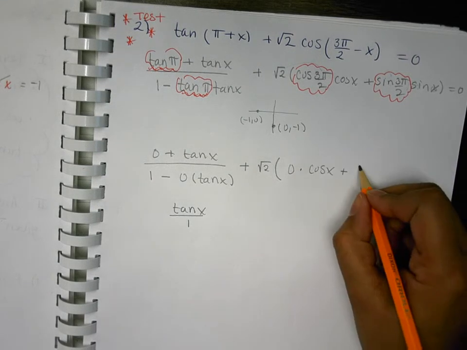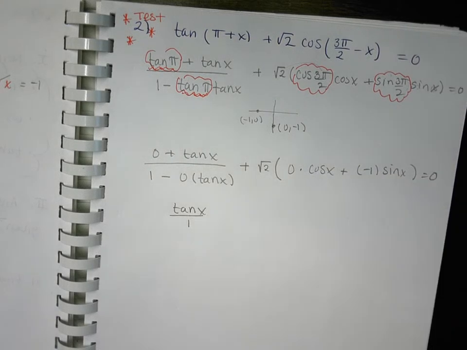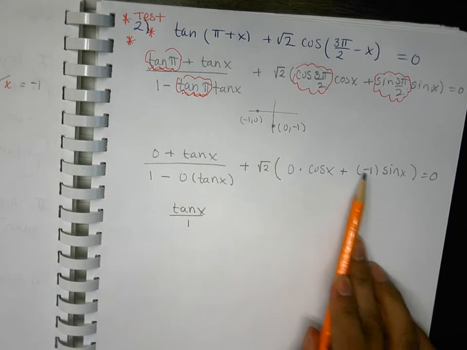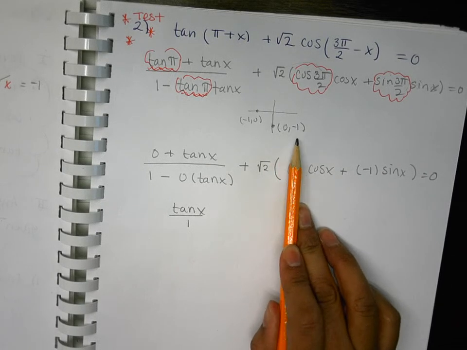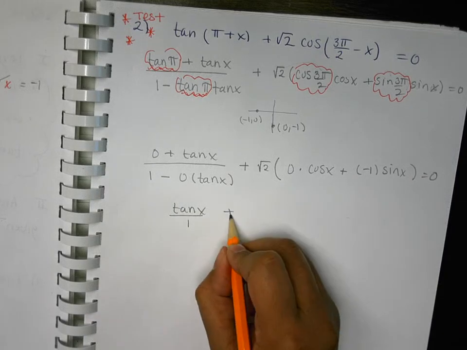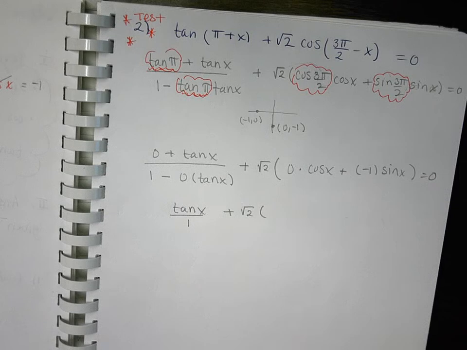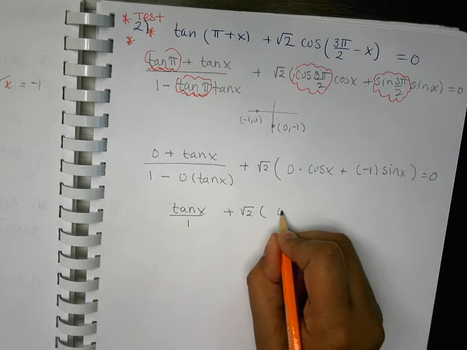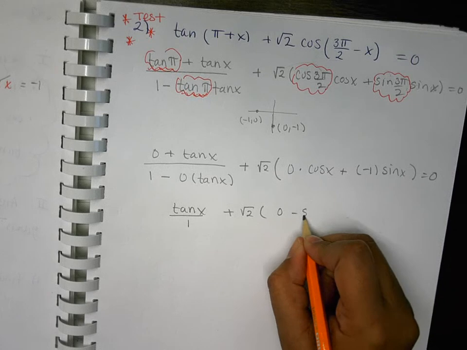-1 times sine of x. Do you guys see how we got the 0 here and the -1 here from the sine and the cosine? Questions? Okay. Plus root 2 parentheses. What's 0 times cosine x? 0. Plus sine x or minus sine x? Minus sine x equals 0.